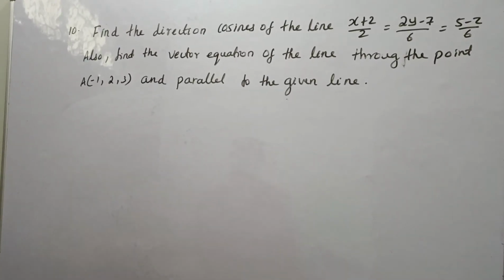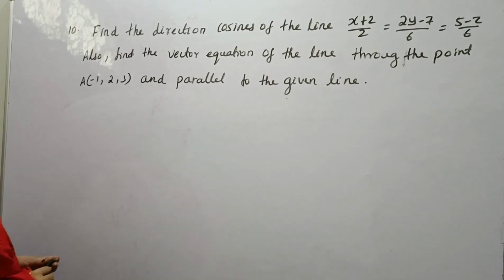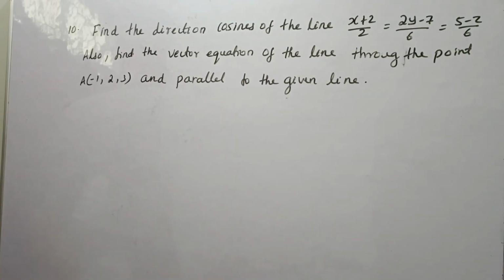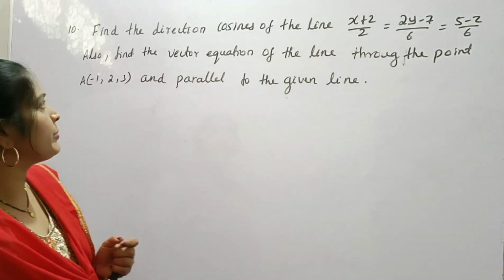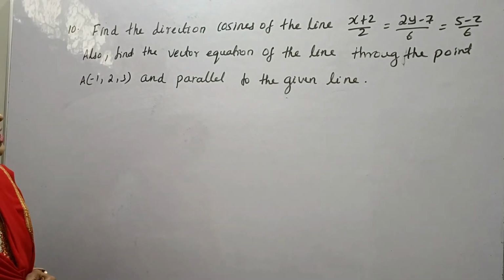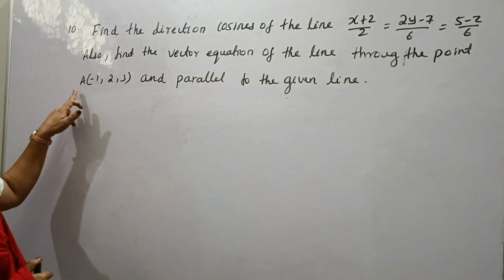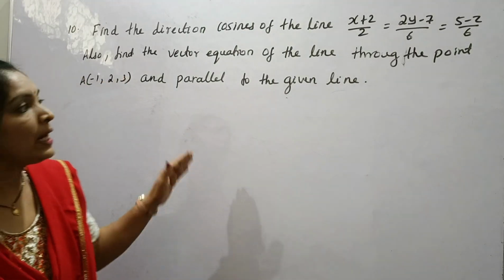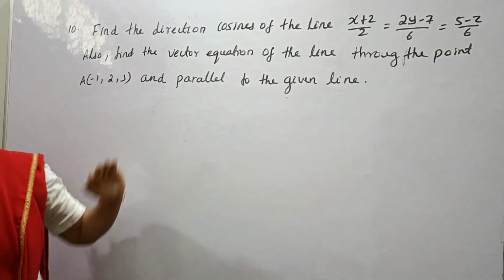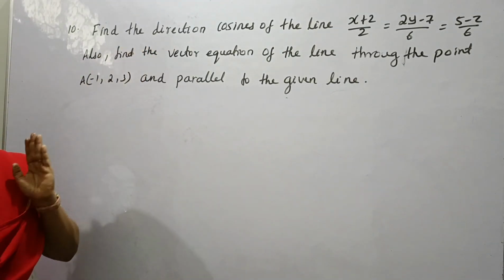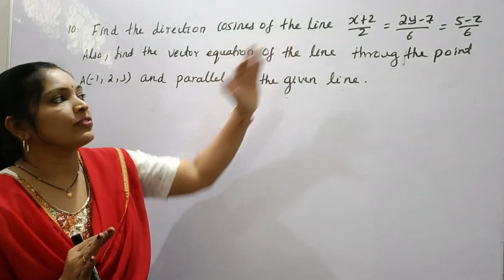Find the direction cosines of the line x plus 2 divided by 2 is equal to 2y minus 7 divided by 6 is equal to 5 minus z divided by 6. Also find the vector equation of the line through the point A of minus 1, 2, 3 and parallel to the given line. See, here the first question is finding the direction cosines of the line.